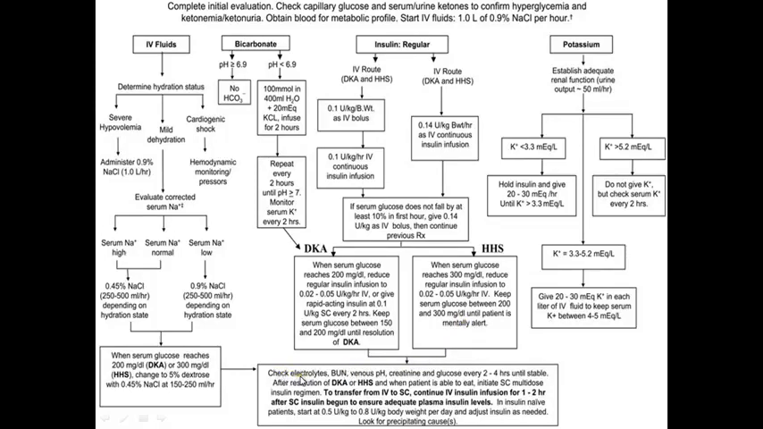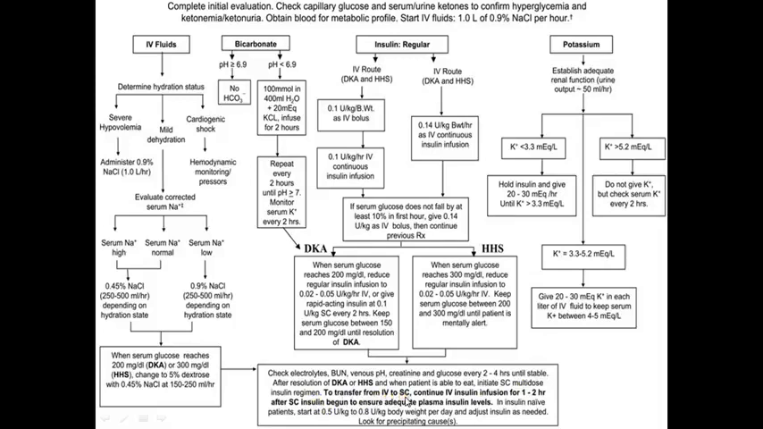You keep on checking the electrolytes. And when the sugars are less than 200 in DKA or 300 in HHS, you change to 5% dextrose with 0.45 sodium chloride at 150 to 250 ml per hour. We check electrolytes, blood urea nitrogen, venous pH, creatinine, glucose every 2 to 4 hours until the patient is stable.